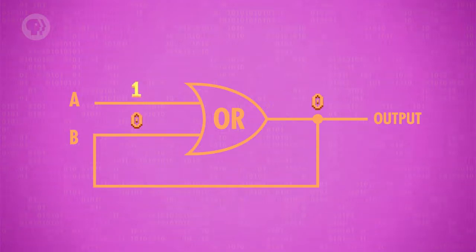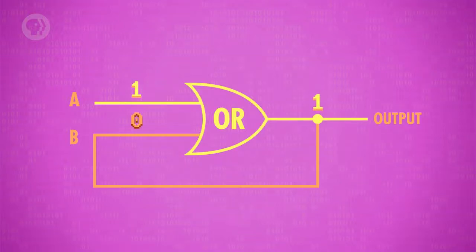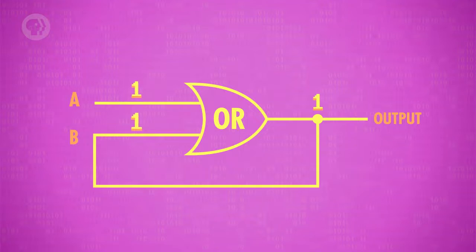If we were to flip input A to 1, 1 or 0 is 1. So now the output of the OR gate is 1. A fraction of a second later, that loops back around into input B. So the OR gate sees that both of its inputs are now 1. 1 or 1 is still 1, so there is no change in output. If we flip input A back to 0, the OR gate still outputs 1. So now we've got a circuit that records a 1 for us.